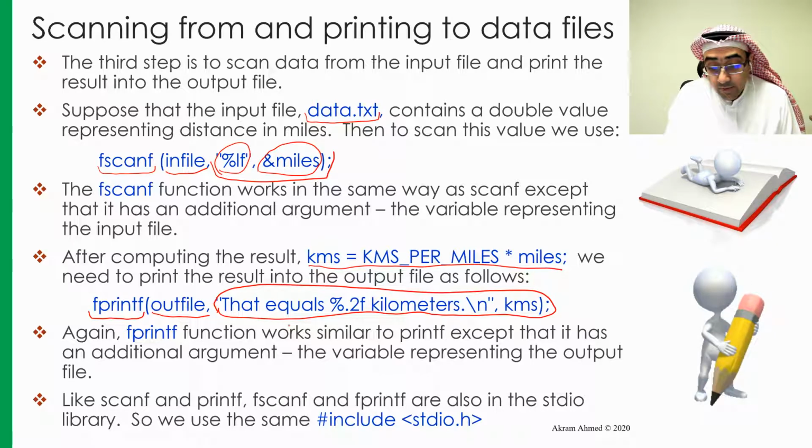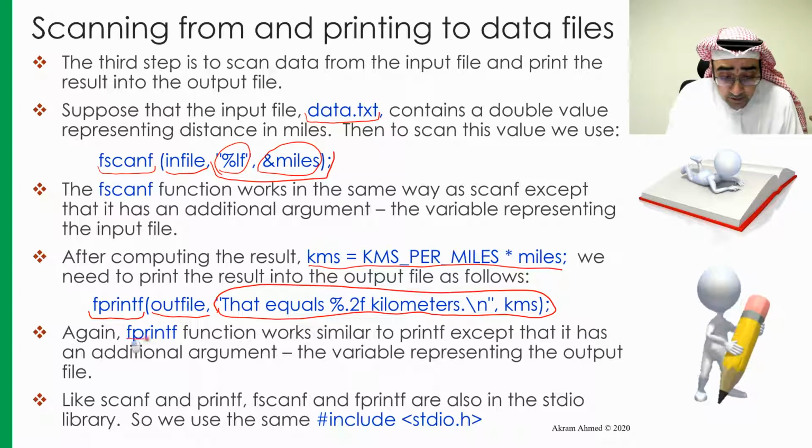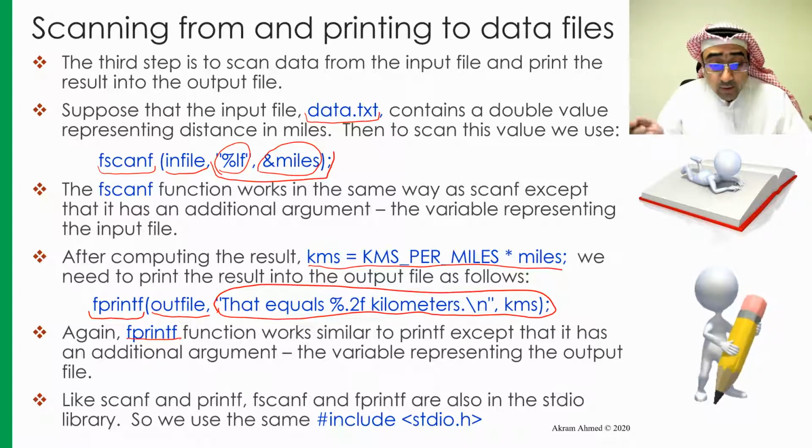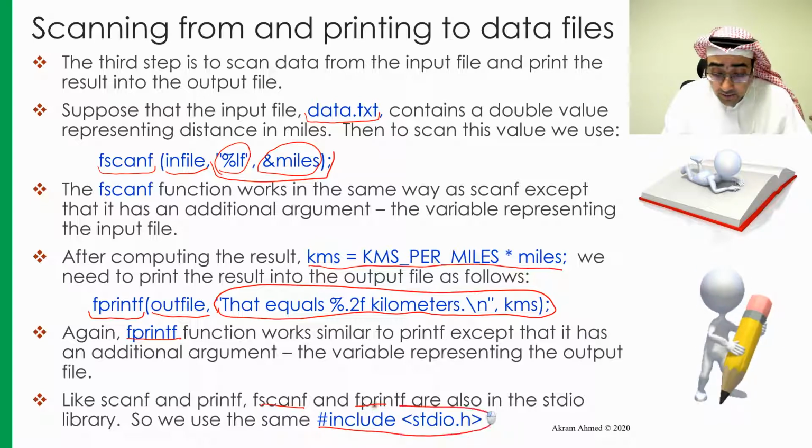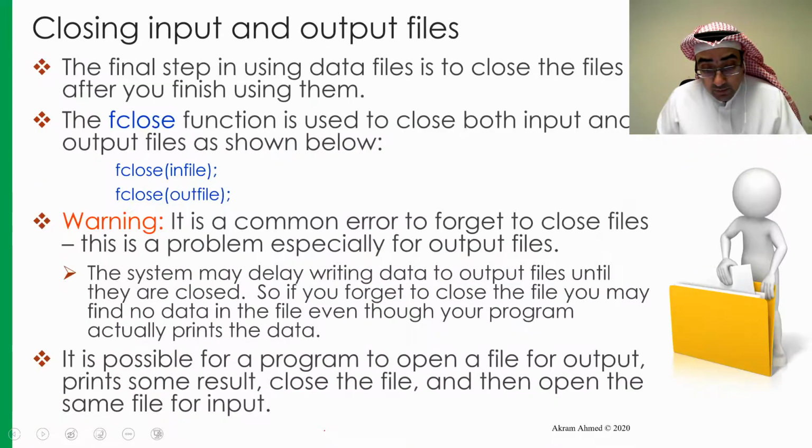So it's going to write the string, and instead of this percent point 2f, it's going to take the value of kilometers, approximate it to 2 decimal places, and place it over here. And that's what's going to be written inside the file. Now again, the fprintf function is very similar to the printf function, except that fprintf needs to know which file it has to write into. Both the fscanf and the fprintf are in the library stdio.h, so please make sure when you use them to include the stdio.h library.